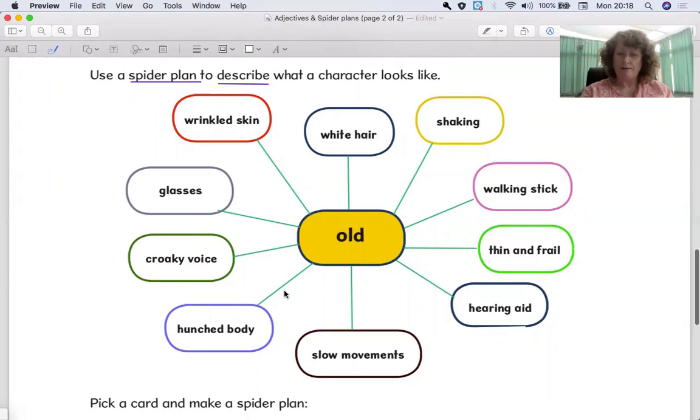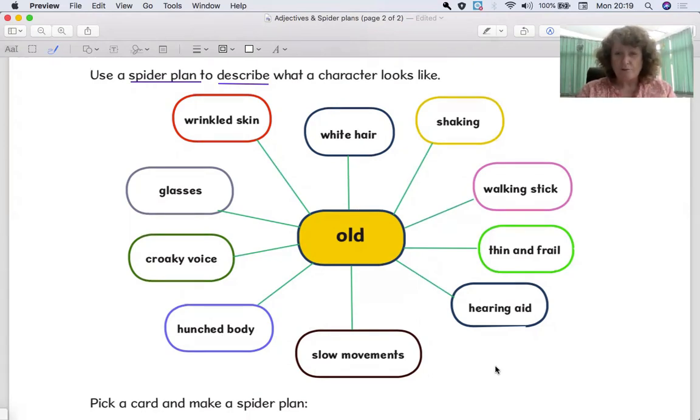So shall we make up a paragraph, a few sentences? Because you know when you put a few sentences together, they make a paragraph. So we could make up a few sentences, put it into a paragraph to describe an old person. So let's call her Betty.